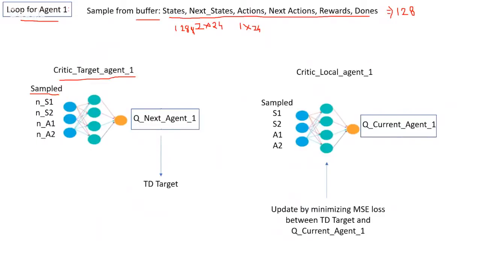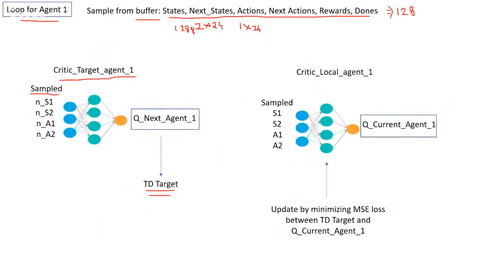I will use this to compute the TD target. Now you should know what the equation of the TD target is. You have to use the rewards and the discounting factor times this. I will leave it to you. So you got the TD target.